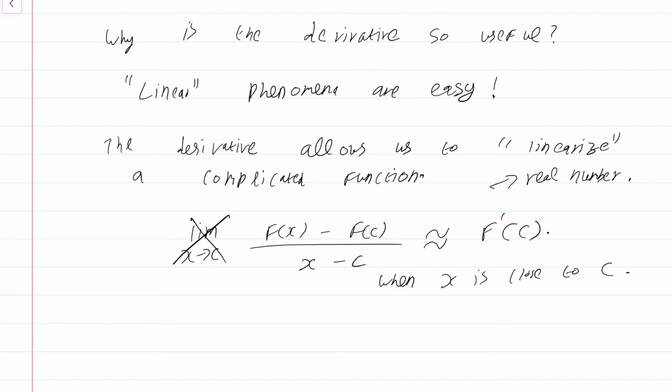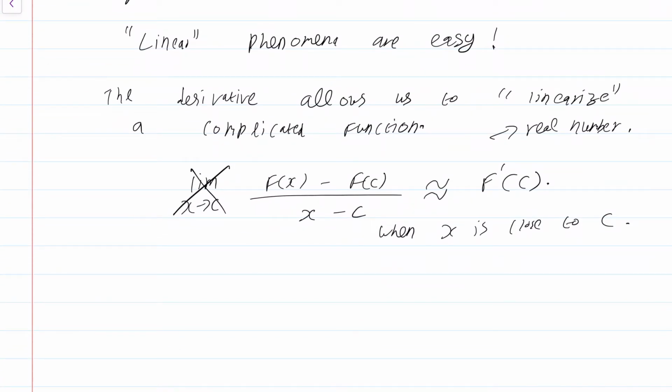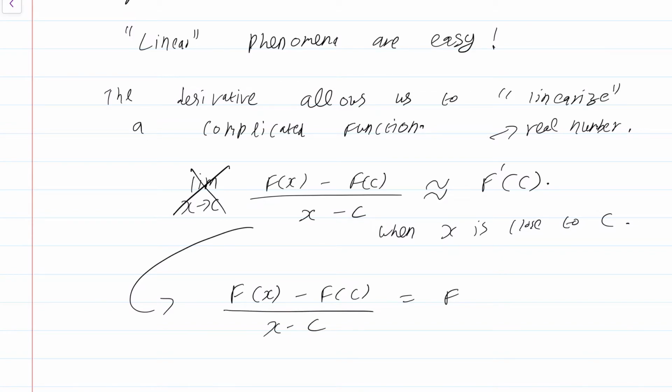Now, I don't know what an approximation means precisely. We are not in the habit of using sloppy language in this course. So instead of saying it's an approximation, I will say f of x minus f of c by x minus c is equal to f prime of c plus some error term.